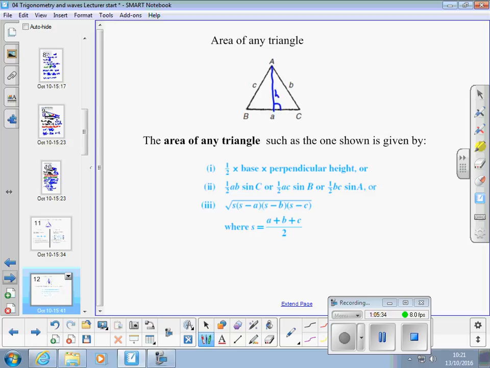and then plug that subsidiary variable s into that formula there, and we can find the area. So there's 3 ways you can find the area of a non-right angle triangle, like that. Okay?